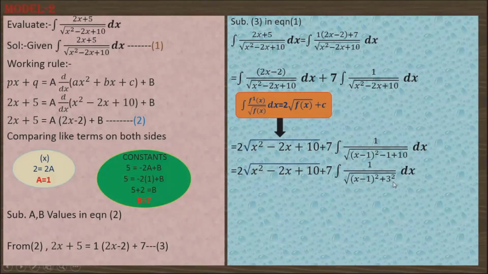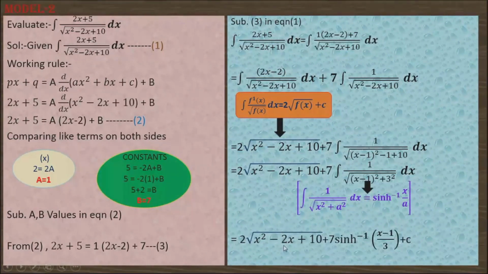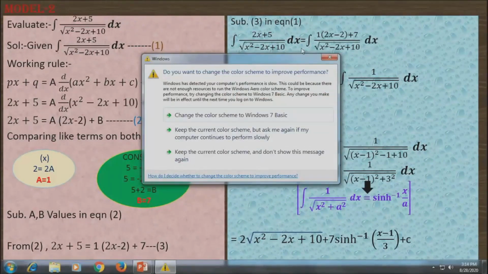So into dx. Now observe, it is in the form now. Which form it is? Integration of 1 by root x square plus a square into dx. So what is the result? Sin h inverse of x by a. So by writing in the form, it becomes, again first term 2 into root x square minus 2x plus 10 as it is, plus 7 into sin h inverse of x by a. So here x means x minus 1, a means how much? 3, plus c. So this is model 2 problem.